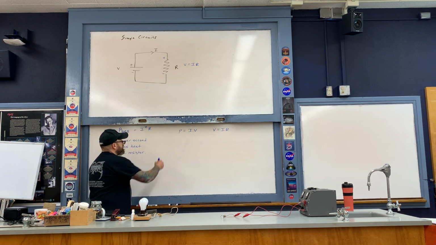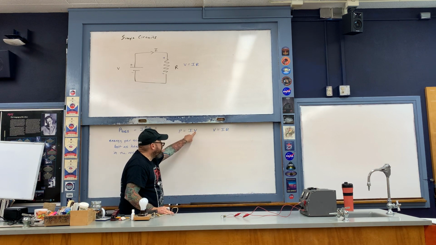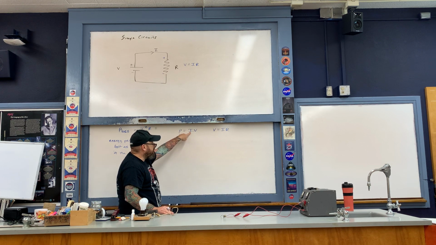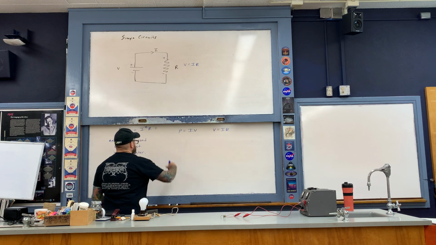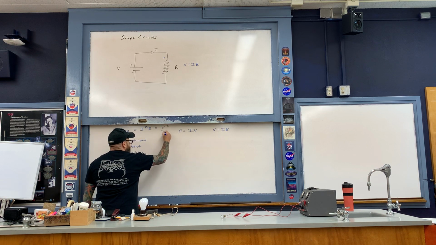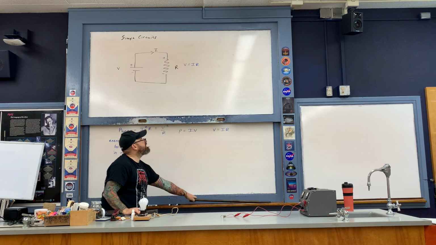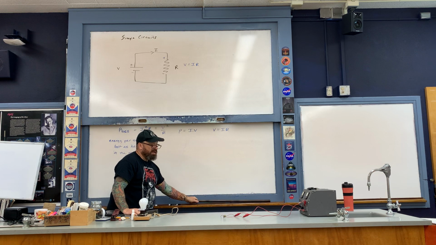Another way of writing the exact same expression is as follows. Instead of replacing the V here with I times R, instead replace the I with V over R. When you do, you end up with this expression here, V squared over R, like so. This V right here is the potential difference itself across the resistor.